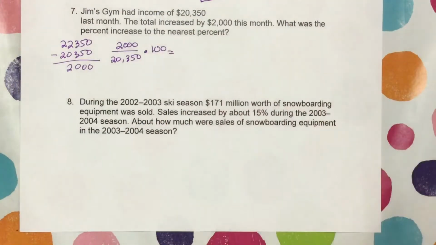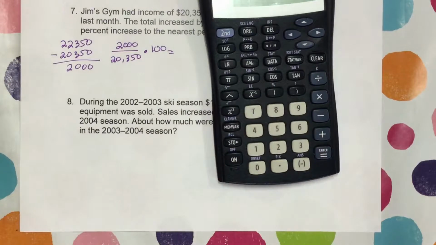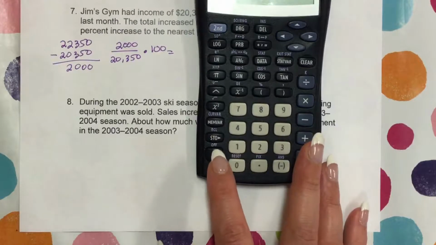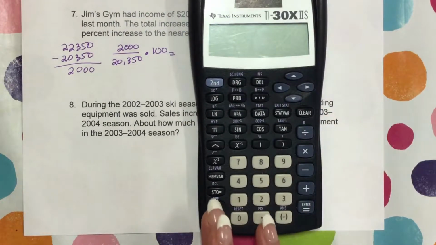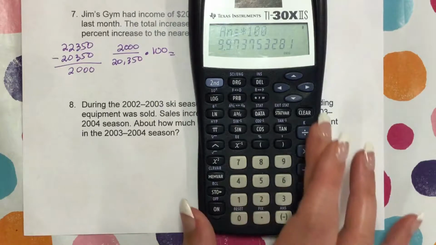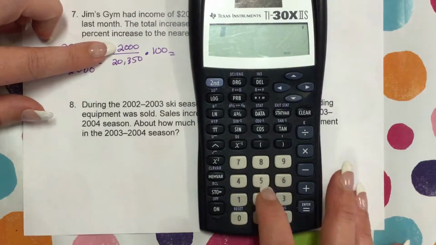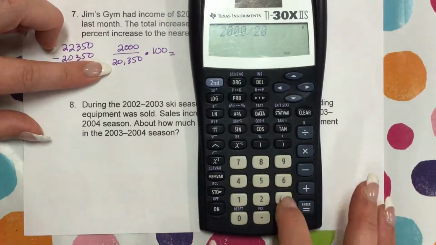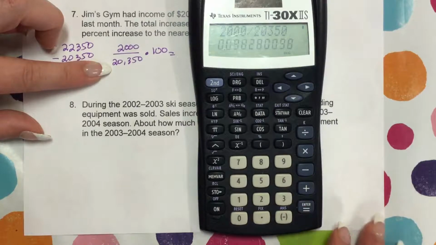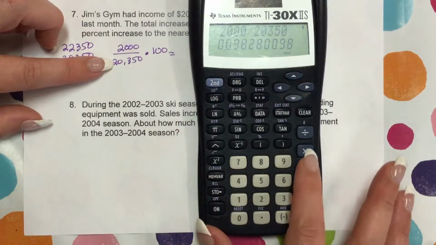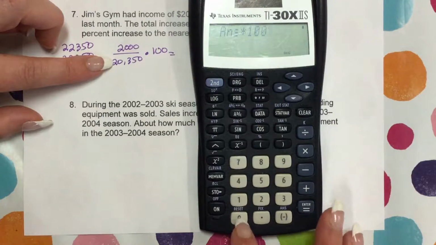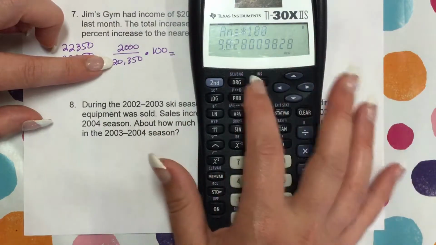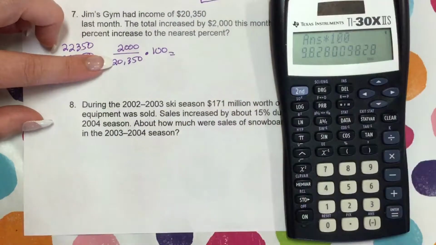For this one, these are pretty big numbers. I'm going to go ahead and just use my calculator to determine the answer. So I'm going to turn it on and clear it out. I'm going to go 2,000 divided by 20,350. Hit enter. That's going to tell me the answer. And then I'm going to multiply that by 100. And I end up with 9.828. So I'm just going to call it 9.8.